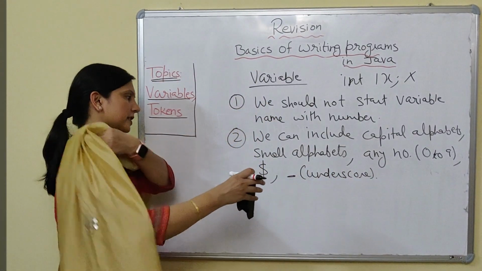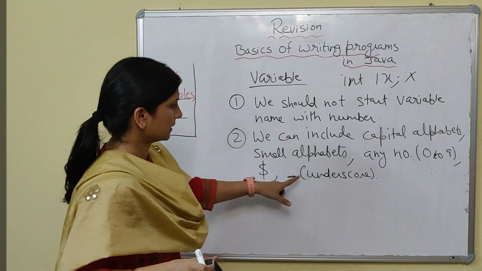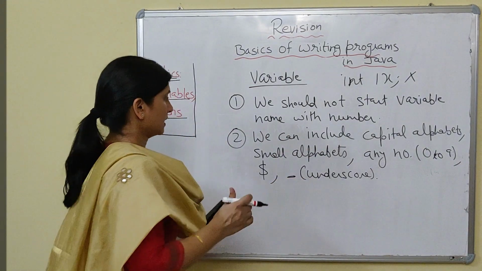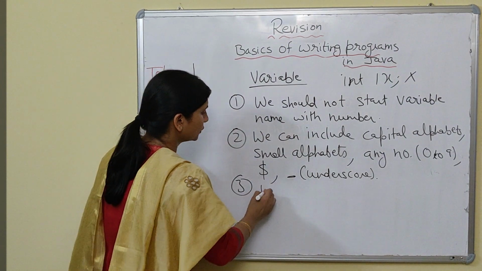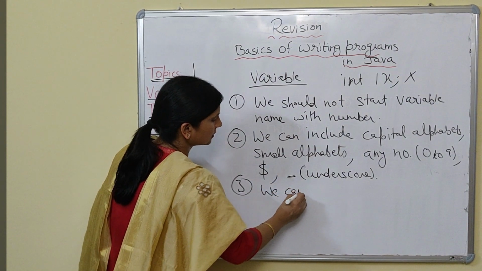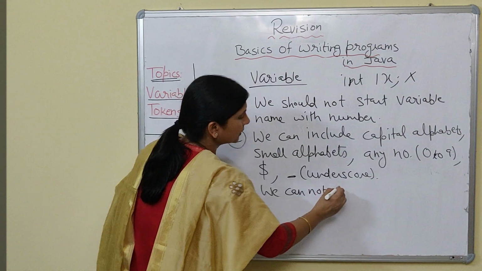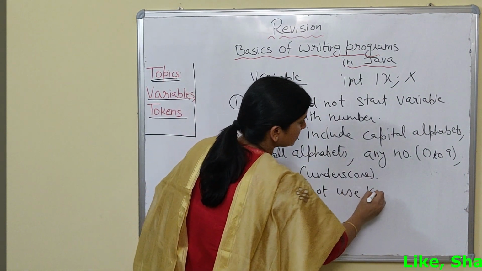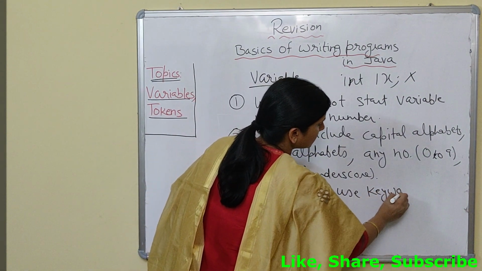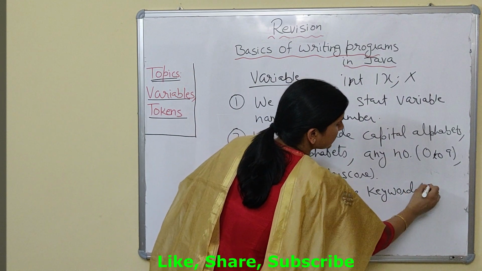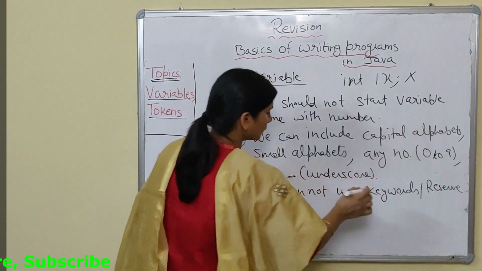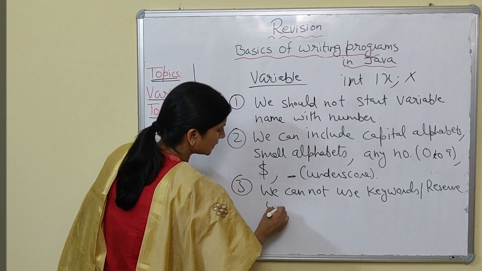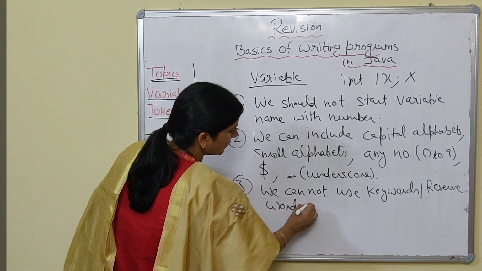Right. These two symbols are valid: dollar and underscore are valid. And the third one, we cannot use keywords or reserve words as variable name.